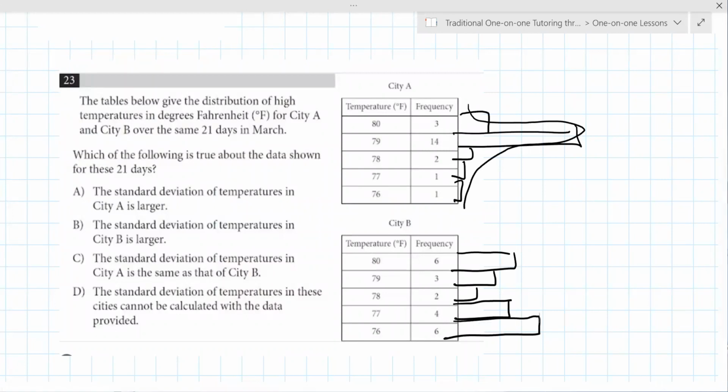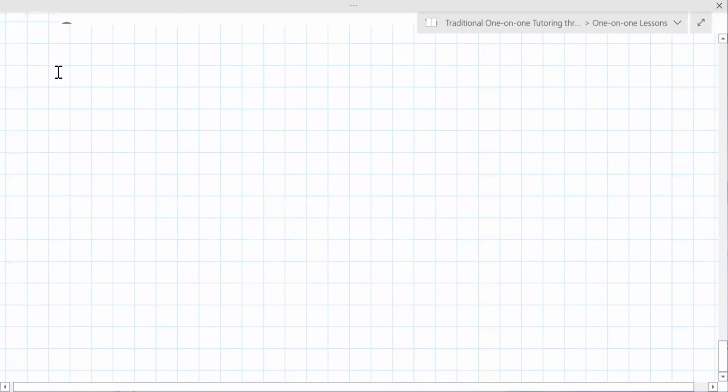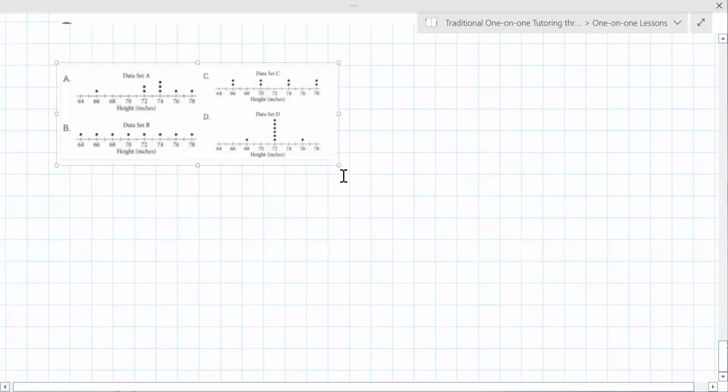Okay, that didn't mean much to you, did it? No, I'm sorry. I'm kind of confused. Yeah, I can see that. All right. Let me go to the next question that's got the dot plots because it's better. And we might need to switch.